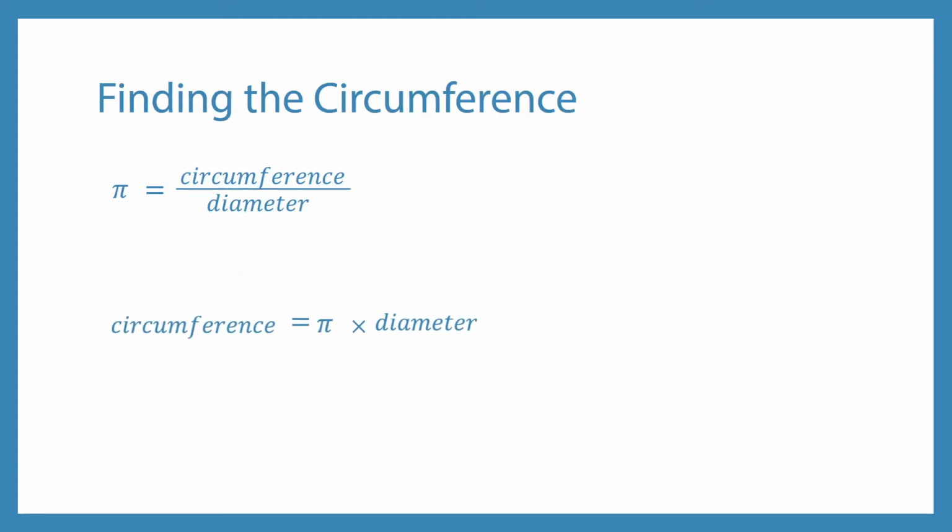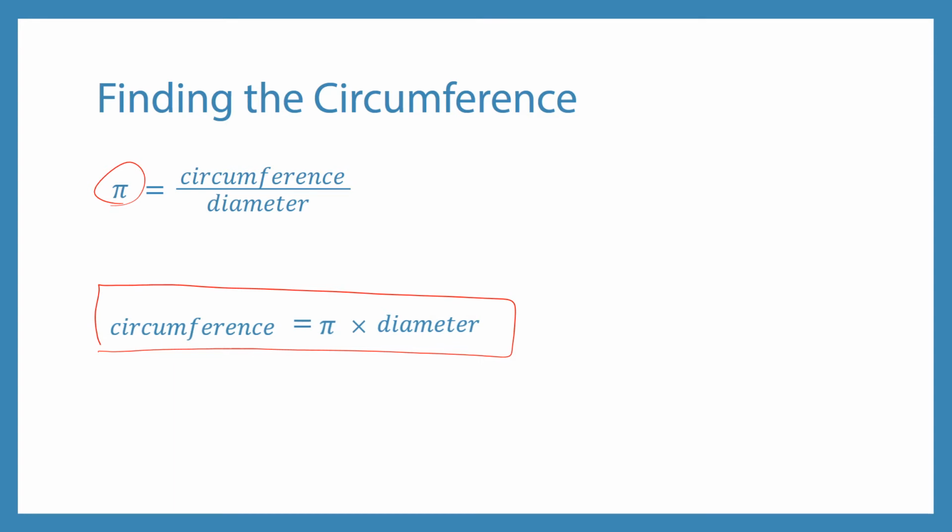So as you can see, if we rearrange the definition of what pi is, we get the equation of the circumference of any circle. The circumference of any circle is pi times its diameter, because we can measure the diameter very easily, but the circumference is much harder to measure. If we didn't have the diameter of our circle, we could also go circumference equals 2 times pi times radius, because the radius is always half the length of the diameter.